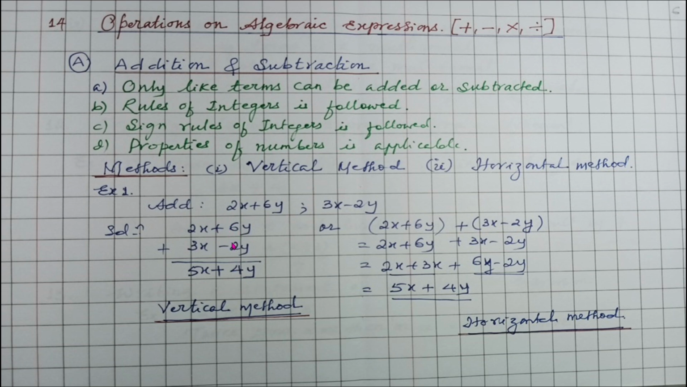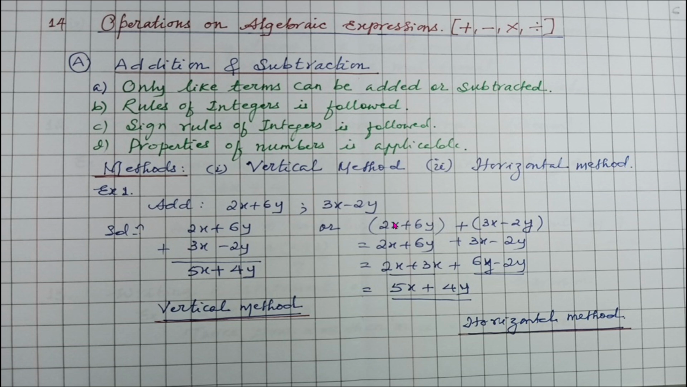See, again I have taken the numerical coefficients, so follow the rules of integers. Plus 6 is greater, minus 2 is smaller, so 6 − 2 becomes 4y. Therefore 4y is the result here. Now 2x + 3x, that means 2 + 3 is 5x. So the sum of these two algebraic expressions is 5x + 4y. This is the vertical method.